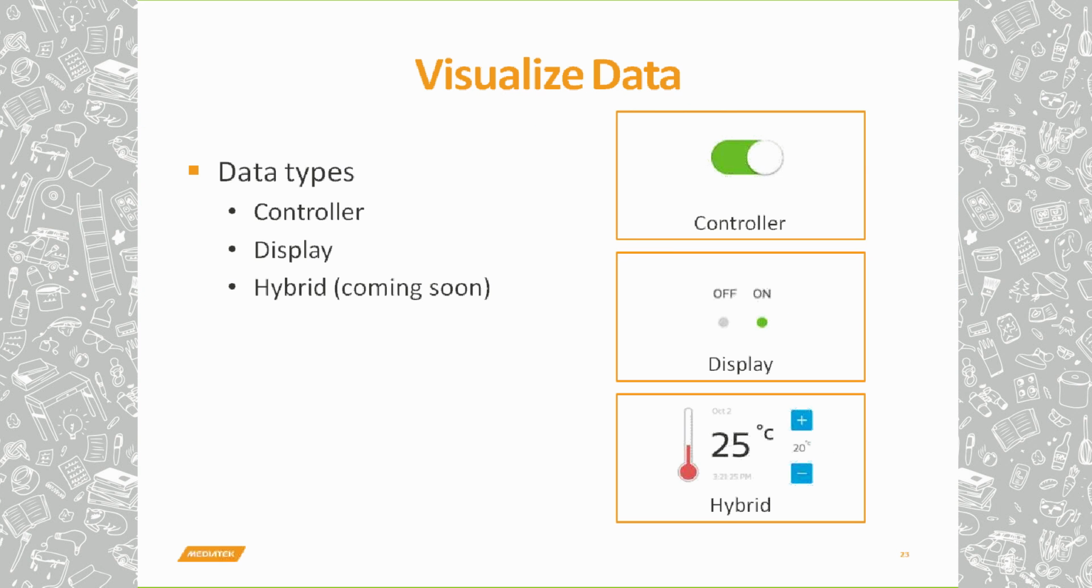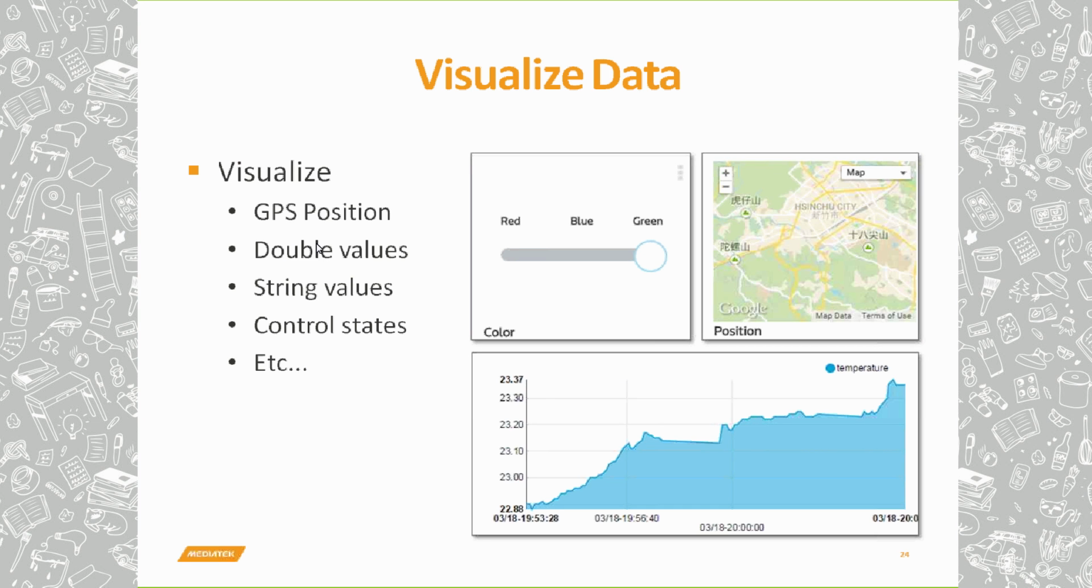As you can see, we have different visualization types. So controllers to switch stuff on or to set stuff, then display, or hybrids, which are mixed. So it's a controller and a display in one. Some other examples are GPS position, as you can see on the top right there. Then there's the color switch for maybe a smart light, so you can switch it to red or to blue. And then at the bottom you see the temperature over time, so that's a float value.